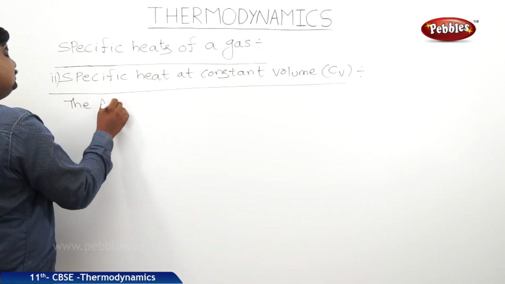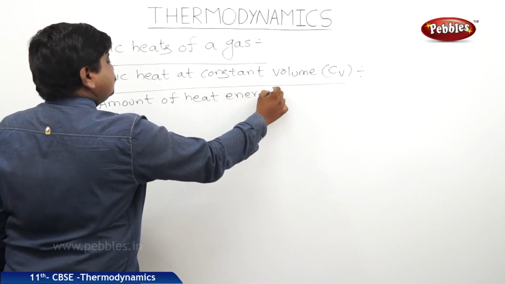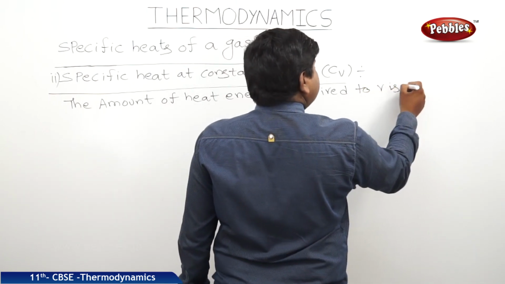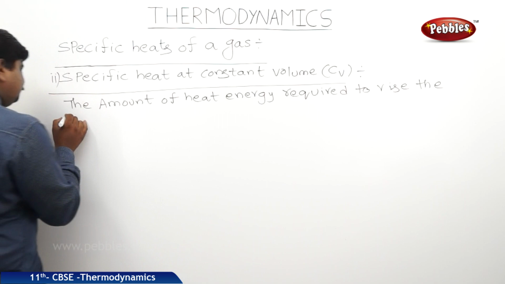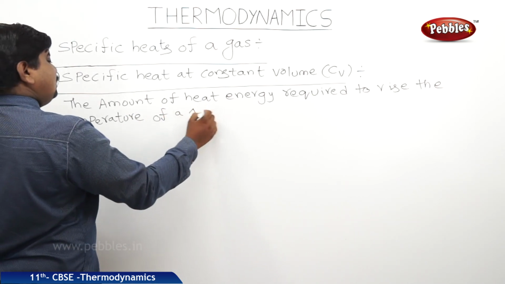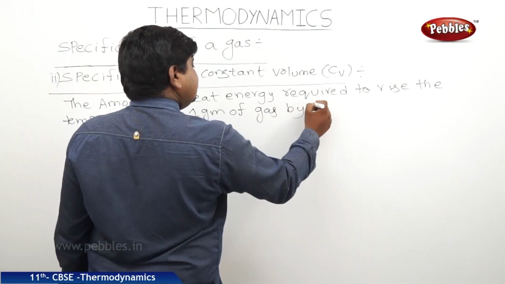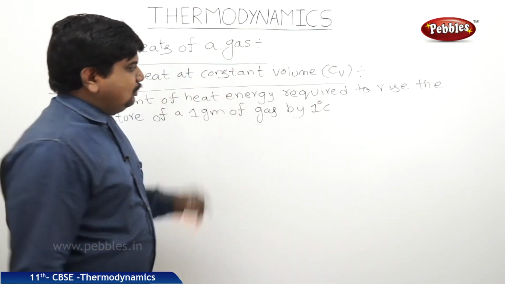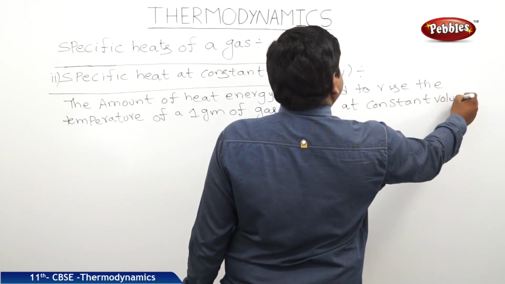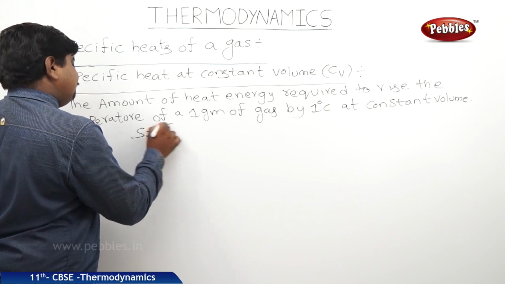The amount of heat energy required to raise the temperature of 1 gram of gas by 1 degree Celsius at constant volume is called specific heat at constant volume. Therefore, it is defined as S is equal to Cv.